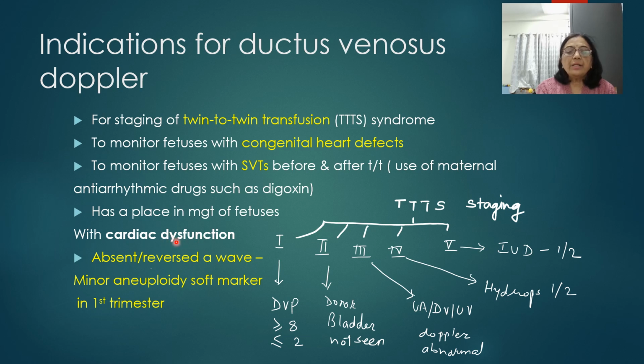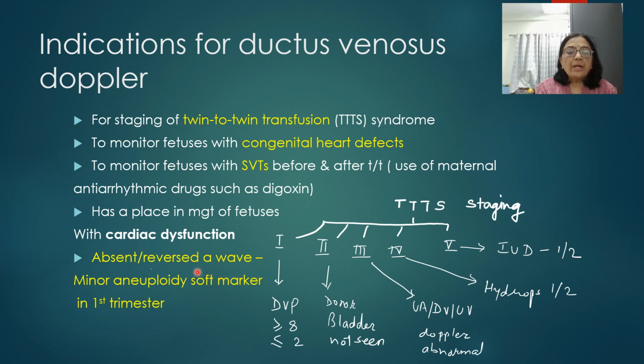Remember that it is the investigation of choice whenever there is a cardiac dysfunction, either because of twin to twin transfusion syndrome or congenital heart defects, or we have already seen that whenever there is a severe degree of fetal hypoxemia or small for gestational age fetus, which is affected in a severe manner.